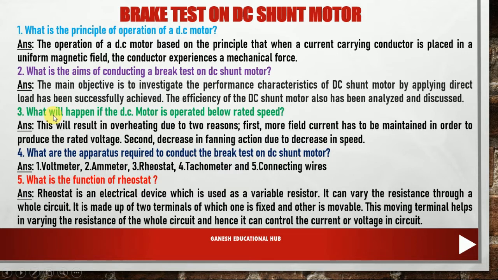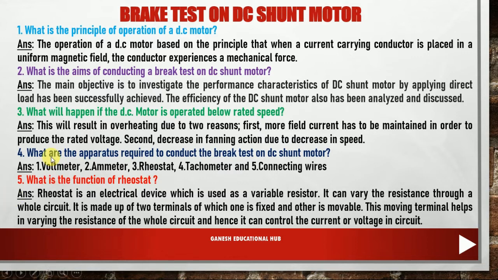Next, third question: what will happen if a DC motor is operated below rated speed? This will result in overheating due to two reasons. First, more field current has to be maintained in order to produce the rated voltage. Second, decreased fanning action due to decrease in speed.